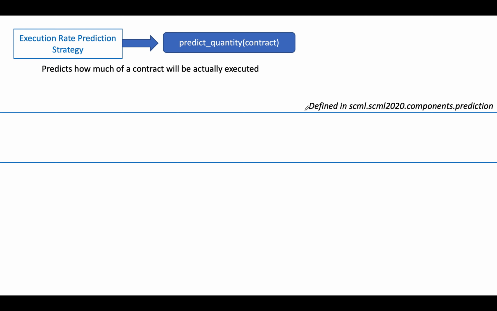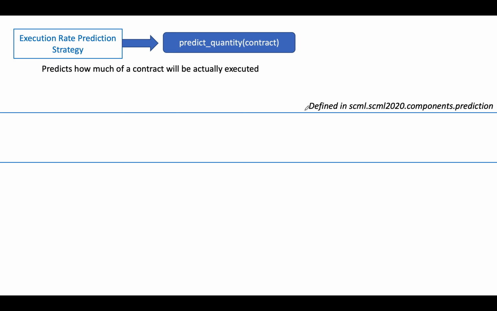The last component is the execution rate prediction strategy. This one provides a predicted quantity. So you give it a contract and it tells you how much you should expect from the quantity in this contract to be executed. Again, there are many ideas here. You can use the financial reports and the past behavior of agents to predict what they will do in the future. You can also look at what happened previously in similar simulations. Again, machine learning can be used a lot here. But what we did is, again, extremely simple.